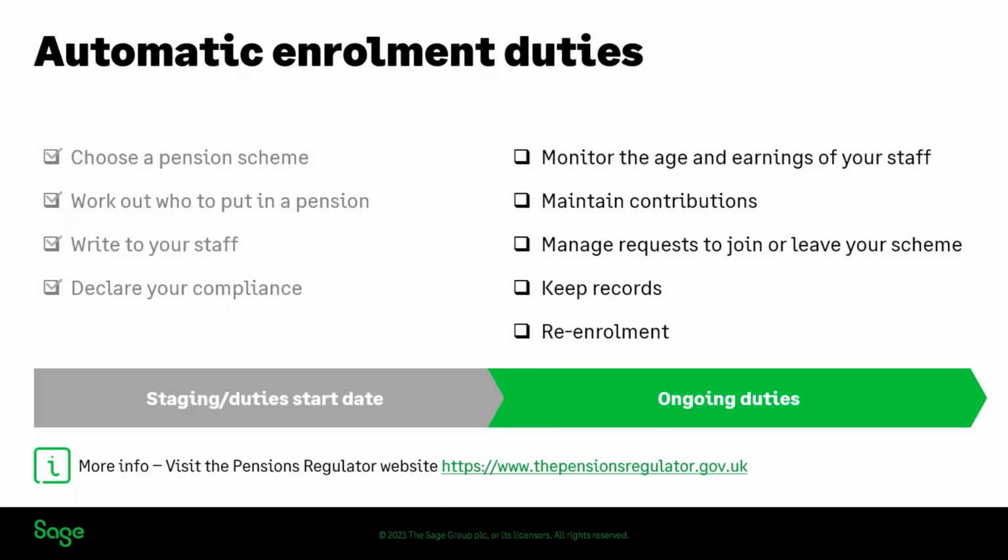However, following that staging or duty start date, you do have a set of ongoing duties. You can read more about these on the pensions regulator website. They include monitoring the age and earnings of your staff, and when they meet the criteria to be auto-enrolled, put them into the pension. Maintain pension contributions, so there's an employee contribution to deduct and an employer contribution you need to make yourself. Manage requests to join or leave the scheme, known as opting in or opting out.